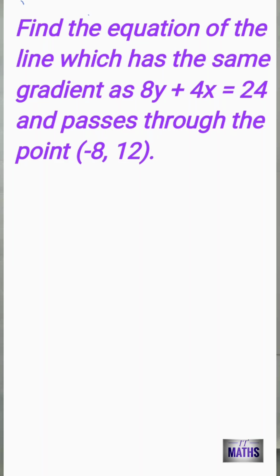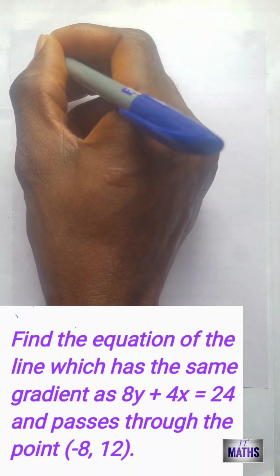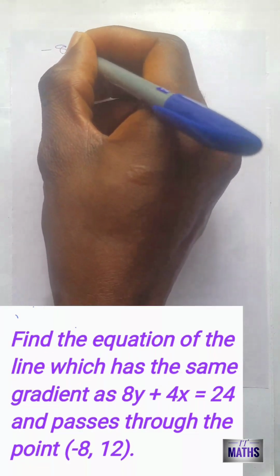Find the equation of the line which has the same gradient as xy plus 4x is equals to 24 and passes through the point minus 8, 12. Now there are several equations that can help us solve this, but the one you need to pick has to be the one that tallies with the information given in the question. In this question we are told that it passes through point minus 8, 12.